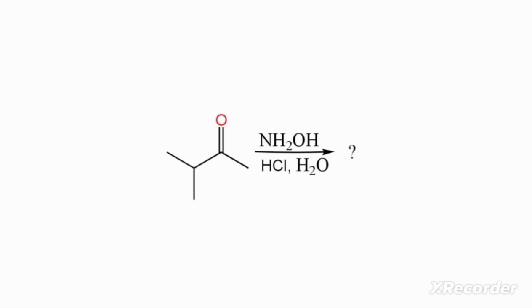So try to solve this example on your own. This example is a little bit different. So what is the difference between the previous example and this one? You can see here I have taken an unsymmetrical ketone. What is an unsymmetrical ketone? A ketone which has different substituents on the carbonyl center. This is the carbonyl center, and it has two different substituents.